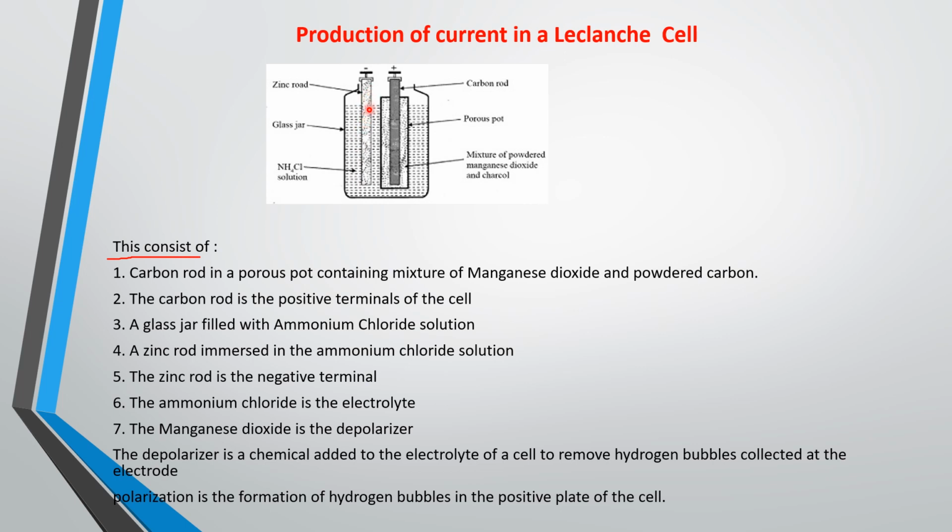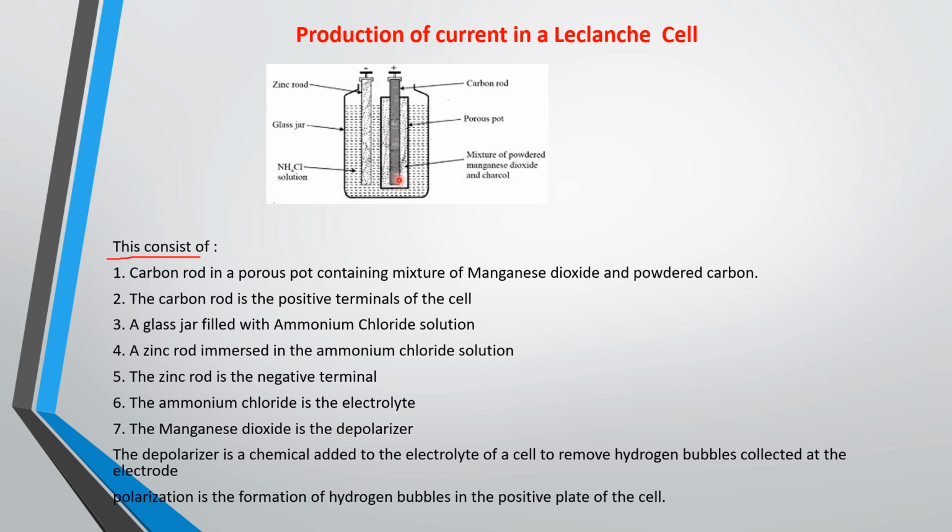So the zinc rod, which is the negative terminal, is immersed in the ammonium chloride, while the carbon rod, which is the positive terminal, is immersed in what? Manganese dioxide, a mixture of manganese dioxide and powdered carbon. Okay, the zinc rod is the negative terminal, then the carbon rod is the positive terminal. The ammonium chloride is the electrolyte, while the manganese dioxide is the depolarizer.